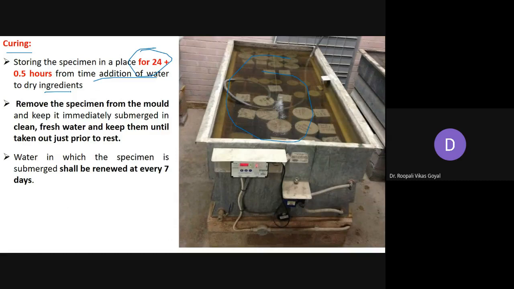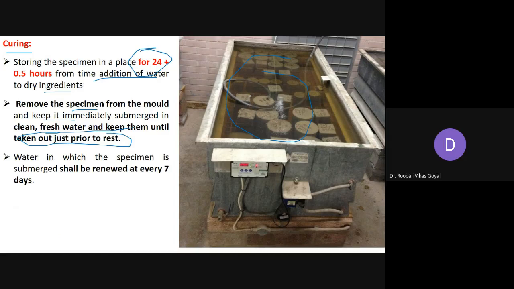So for 24 hours, you have to keep your mold along with your specimen in water. Then after 24 hours, remove the specimen from the mold and keep it immediately submerged in clean fresh water, and keep it until you take it out just prior to testing. Normally the testing is generally done after 28 days. Generally 7 and 28 days are when we are going to test the specimen. Until then, we have to keep the specimen submerged.